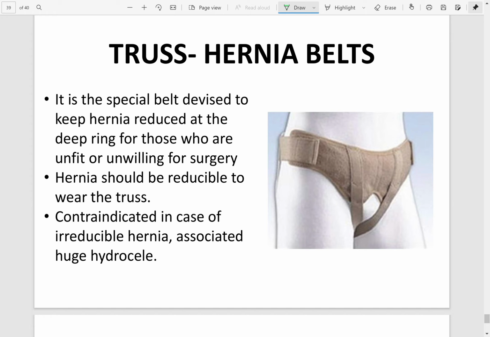So what we missed out is the steps of hernia surgery, so I'll put that in another video.